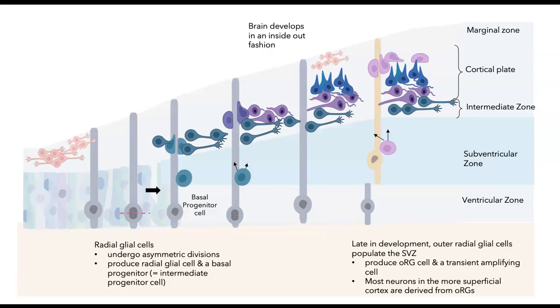The development of these outer radioglial cells and the divisions are of great interest to neuroscientists because most of the neurons in the more superficial layers of the cortex are derived from outer radioglial cells. And you might remember that the neurons that are found in layers 2 and 3 of the cerebral cortex are the ones that are making cortico-cortical connections. So these will be the neurons that are allowing different parts of the cortex to talk to one another. And these are some of the circuits that we think are going to mediate the higher cognitive functions that we see in animals like humans.